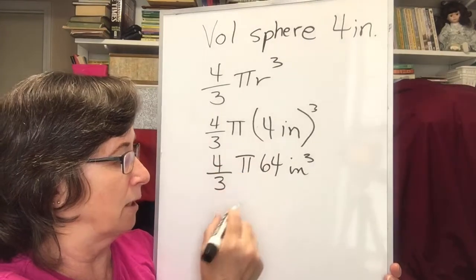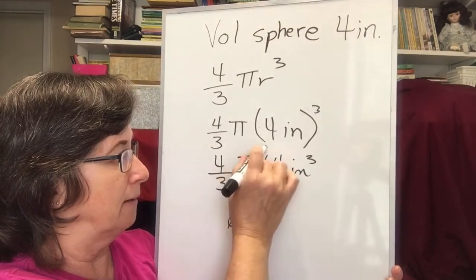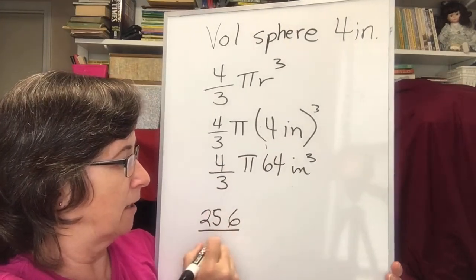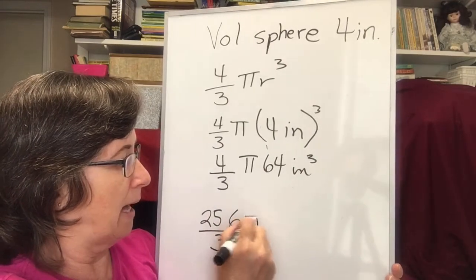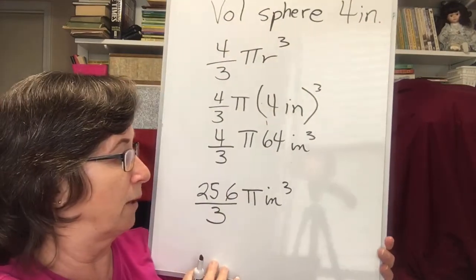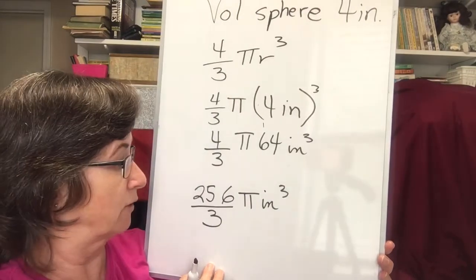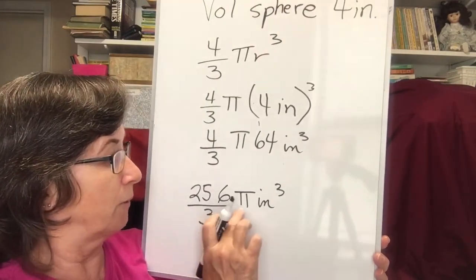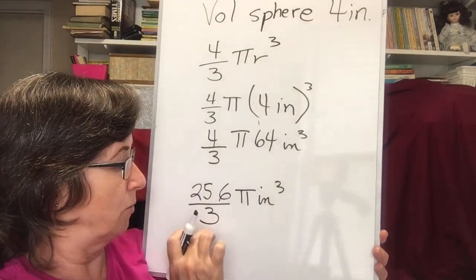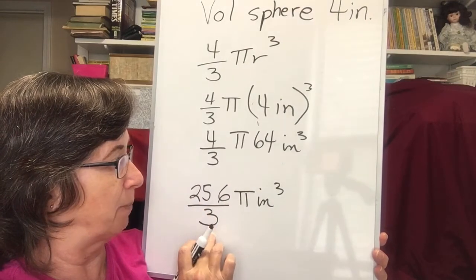4 times 4 is 16. Carry my 1. And then 4, 24, 25. 256 over 3 pi inches cubed. Okay, so now we're going to multiply and then divide to get this all in the correct form. So we're going to use 3.14 here. And we're going to leave this one in this form until we multiply, and then we'll divide by 3.